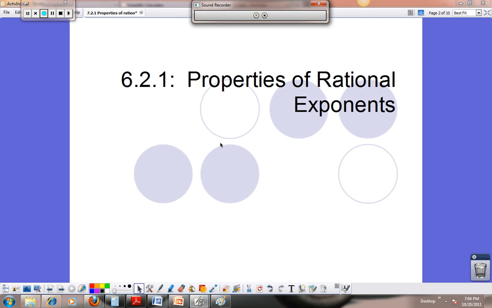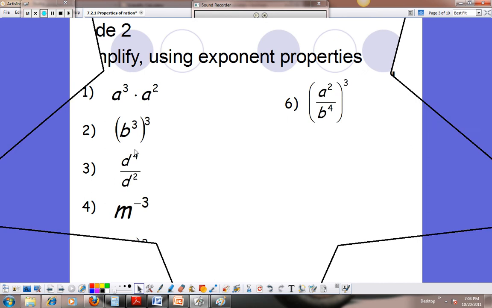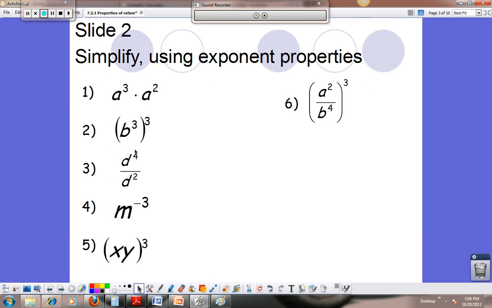All right, lesson 6.2.1 is properties of rational exponents. Just as a quick review, we wanted to spend some time reviewing all of the exponent rules that you learned back in Unit 5. So first of all, number one, real quick.